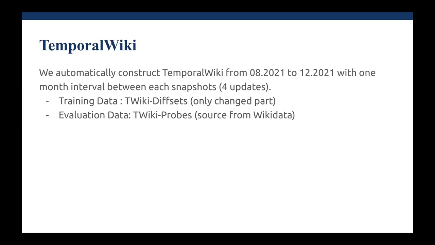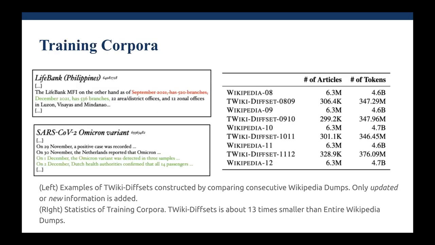We construct TempoWiki on a monthly basis automatically, and we include 4 updates for these experiments, ranging from August 2021 to December 2021. For training data, we refer to it as TWiki diffsets, and for evaluation data, we refer to it as TWiki probes. For constructing training data, TWiki diffsets, we compare consecutive Wikipedia dumps, and just like the left picture, we keep track of the changed part of text, just like the git diff operation in GitHub. Then we add only the changed part to our training data. We found that the changed part is about 13 times smaller than the entire Wikipedia dumps.